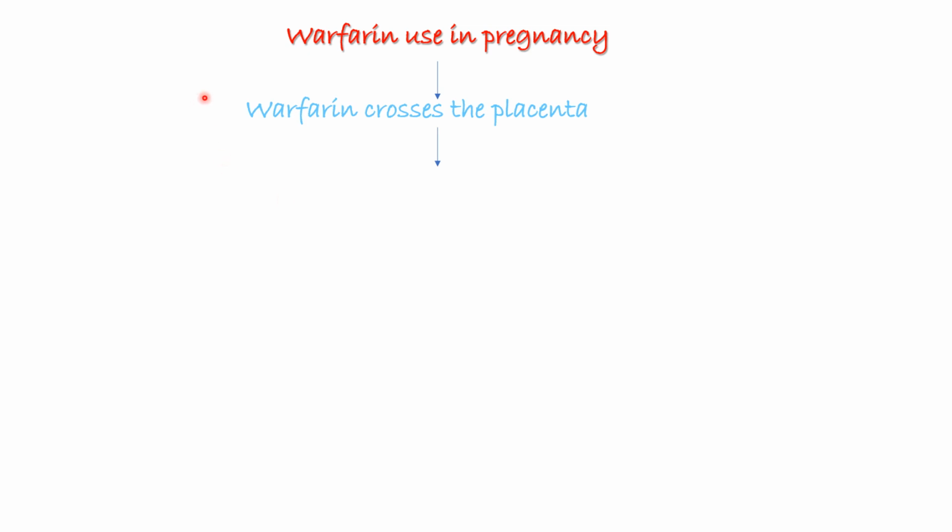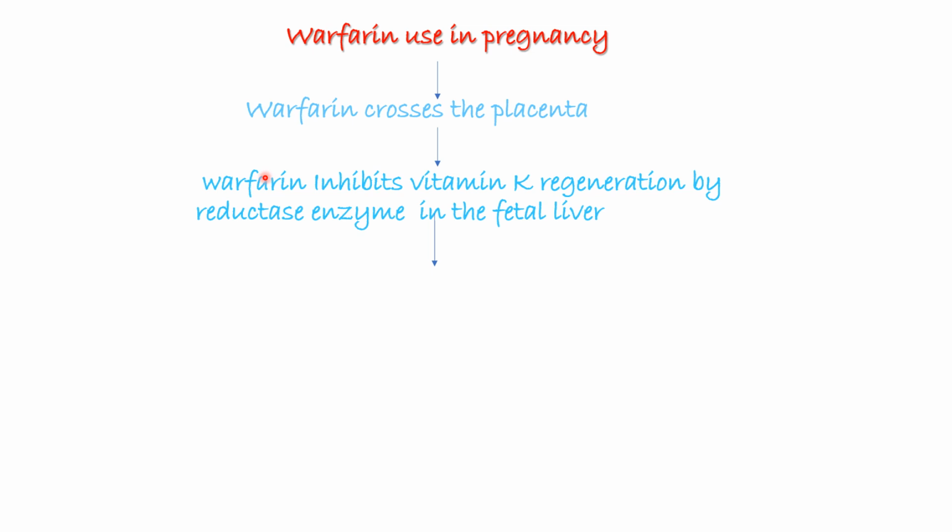So now let's look deeply at what happens when you give warfarin in pregnancy. When you use warfarin in pregnancy, it crosses the placenta. The mode of action of warfarin, as I said, is vitamin K antagonism, so it inhibits vitamin K regeneration by the reductase enzyme in the fetal liver. Now we are in the fetus.